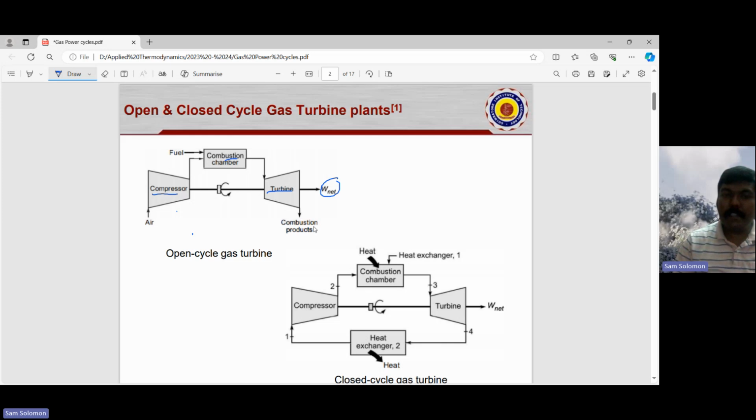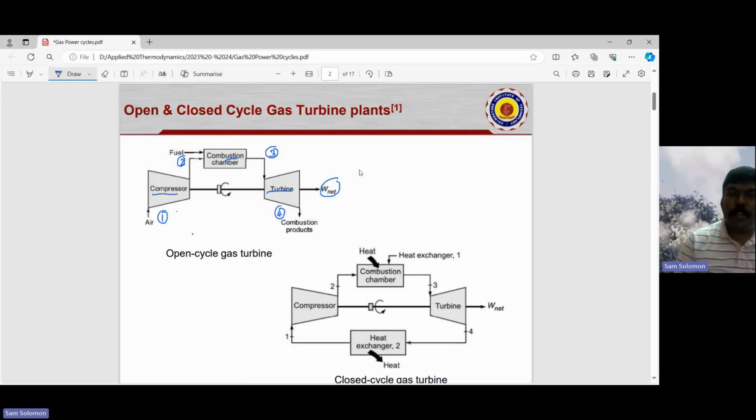Instead of sending it to the atmosphere, if those combustion gases are recycled back to the compressor with the help of a heat exchanger, where you have the heat rejection process, then that is called a closed cycle gas turbine power plant. So we can say that this over here is state point number 1. Air enters the compressor at atmospheric pressure and temperature. Once it is compressed, it enters the combustion chamber at state point number 2. And then you have heat addition, and after heat addition, the state point is 3. And the exhaust of the turbine is taken as state point number 4.